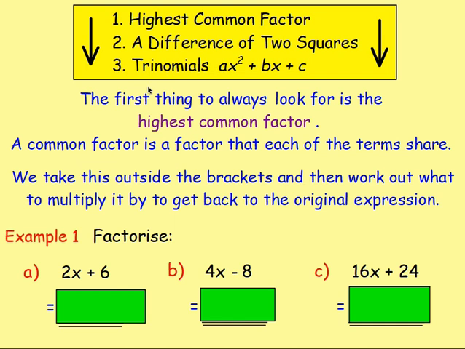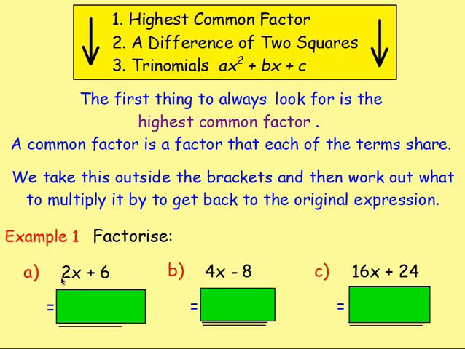So the first thing we have to look for whenever we factorise, even if there's a difference of 2 squares or trinomials, is a highest common factor. If there is a highest common factor, that's what goes outside the brackets. And then you have to work out what goes back inside. It is best to show you with some examples.